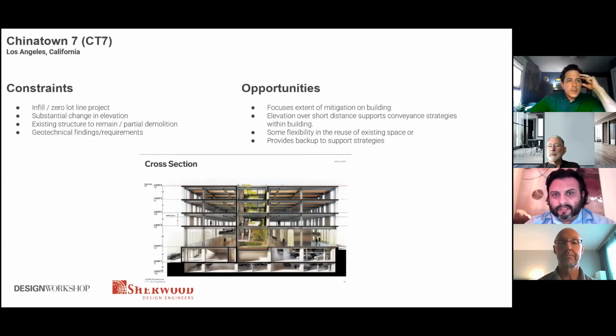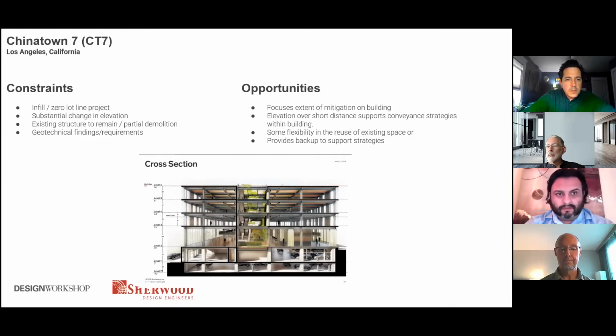And so really looking at those opportunities from the building perspective, really focusing on the fact that we're just working with the building itself, right? It really focuses the extent of mitigation on the building only. There was no site element that we had to worry about, in really using the elevation over that short distance as a way to support the conveyance strategies of water within the building. So really doing away with any need for pumps or anything like that. And then that flexibility in the adaptive reuse space really began to set the stage for some of those opportunities.